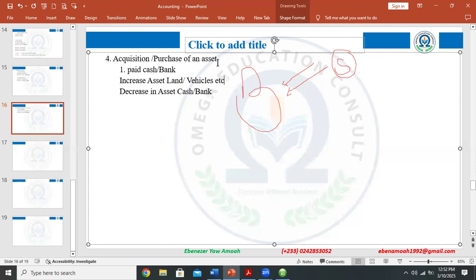That's where the business paid money, right? If they didn't pay money, that means they bought the asset on credit. So on credit, then you would again have an increase in asset, whether land or vehicle or whatever asset they bought. And this time, because the business didn't pay, the business will owe the dealer, right? So there will be an increase in liability. Okay, that will be the asset creditor.